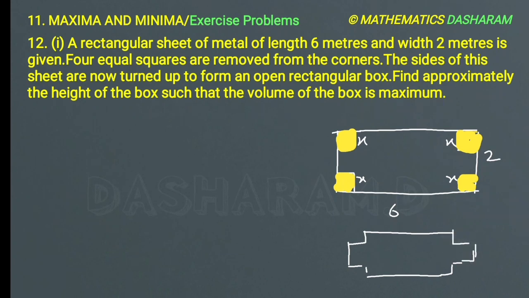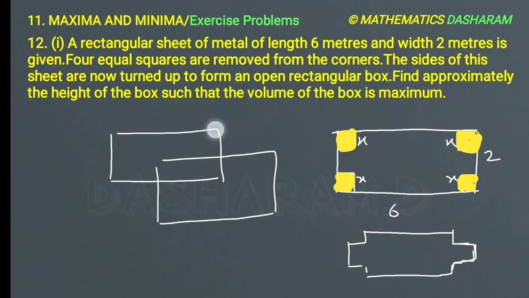Okay. Now this sheet, the 4 sides are turned up. Then one rectangular box was formed. So this is a rectangular box. Now find approximately the height of the box such that the volume of the box is maximum.